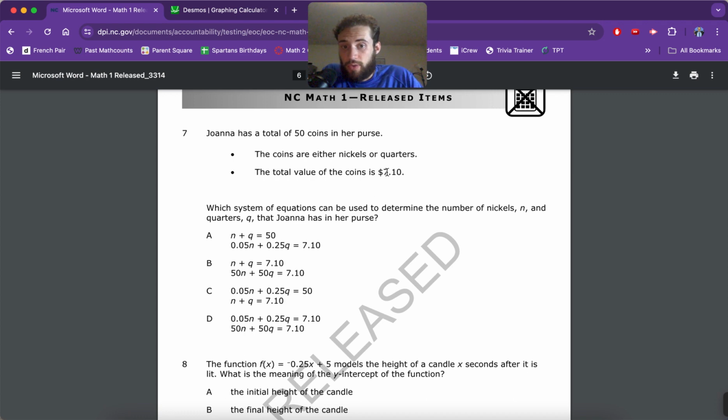The other one is going to have to do with the value, which will be $7.10. You have to multiply the value per coin times the number of that coin. In this case, a nickel is 5 cents. So 0.05 times N would give you the total value of all the nickels, because N is the number of nickels. You multiply the value of each nickel times the number of nickels. And for the quarters, each quarter is worth 25 cents. So 0.25 times Q will give you the total value of the quarters. And that has to add up to that total value of 7.10. So A is your answer here.